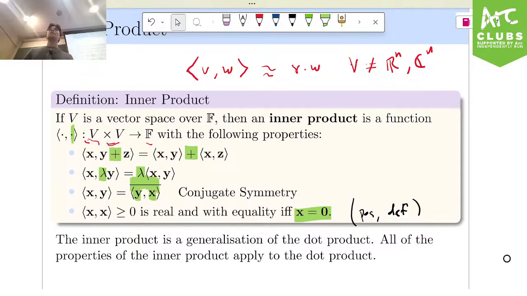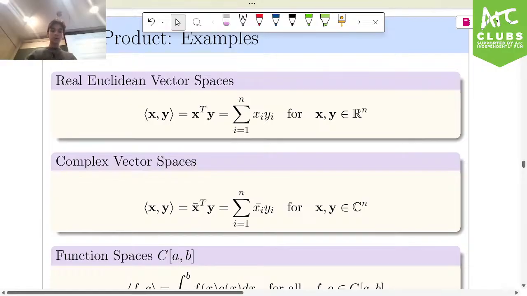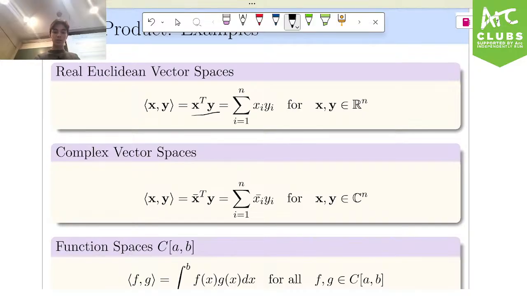Yep, and an inner product space is a vector space which comes with a valid inner product function. So here are some examples. The first of which is the most obvious, just the dot product on the real vector space. Another way to notate it is this matrix multiplication notation, which turns out to be useful. And as you know, it's just the sum of the pairwise products of the terms of the vectors.